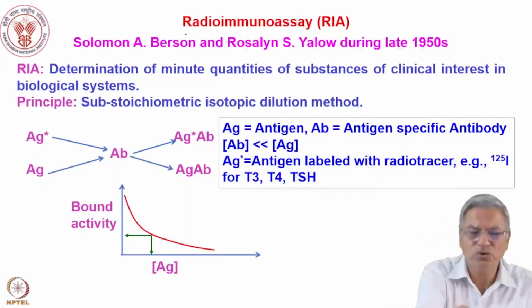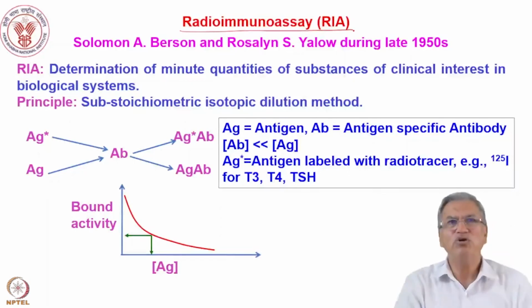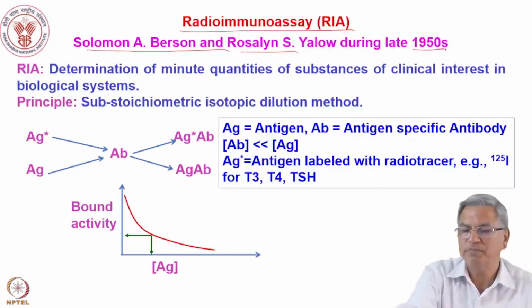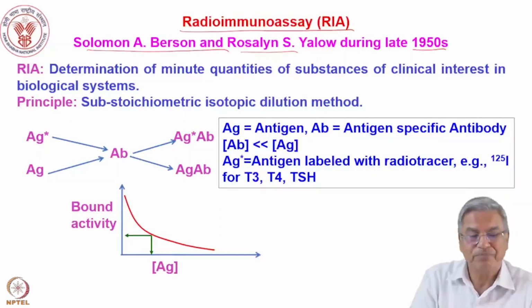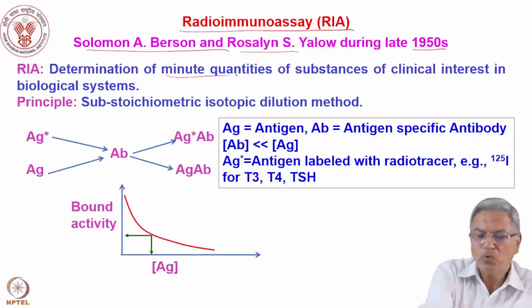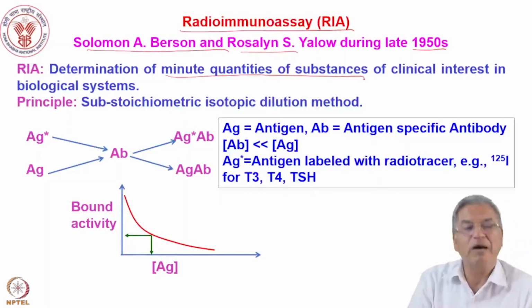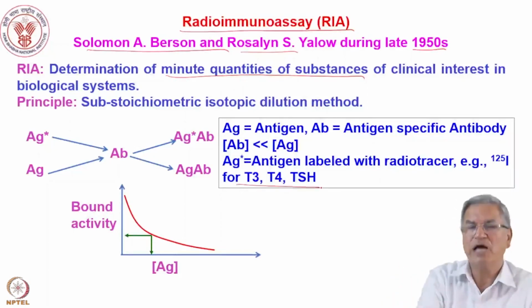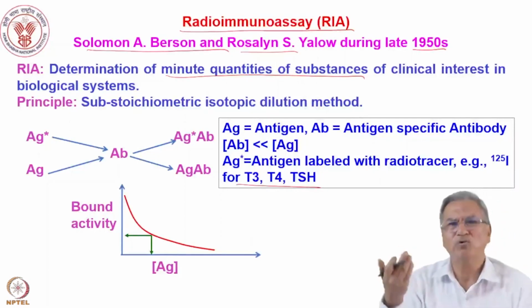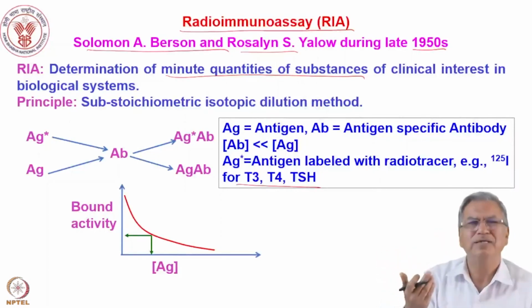Another such technique is radioimmunoassay. Radioimmunoassay is a technique developed by Berson and Rosalyn Yalow in the 1950s, and Rosalyn Yalow received the Nobel Prize for this in 1977. Radioimmunoassay is used to determine minute quantities of substances of clinical interest in biological systems. If your body has certain hormones like T3, T4, these thyroid hormones, or thyroid globulins, so many antigens are available, and you want to know their concentration as a part of the diagnosis.